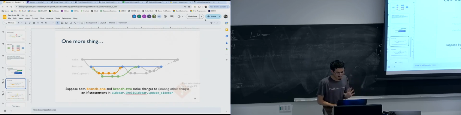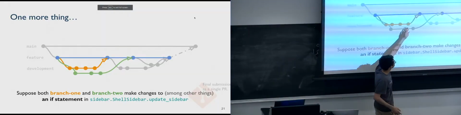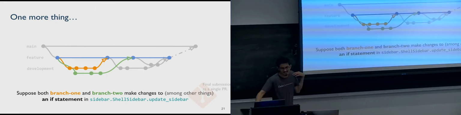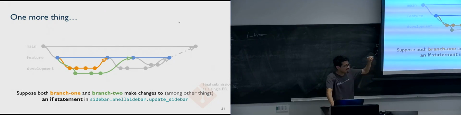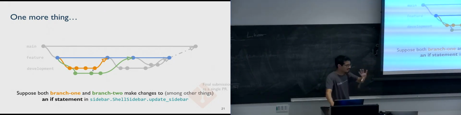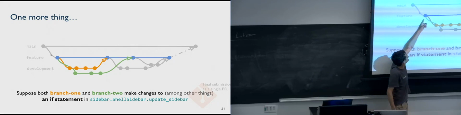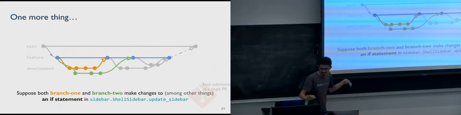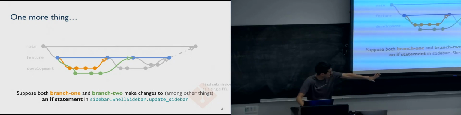So first, what is a merge conflict? There's a great visualization for this. This might even happen in your group, where you'll have two different development branches, and you end up having to modify the same piece of code. So you've branched off from feature, where say there are no changes right now to the sidebar update sidebar method.